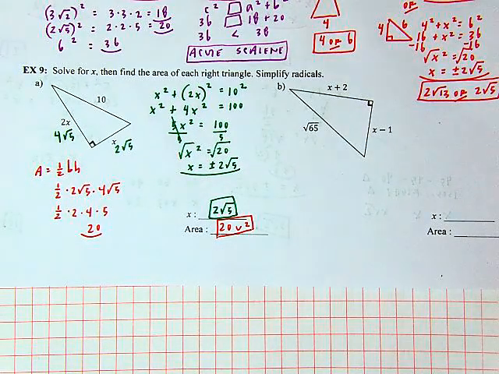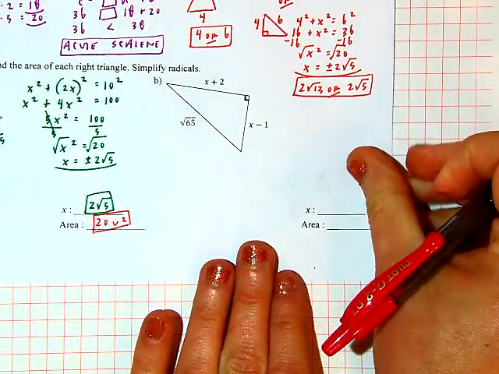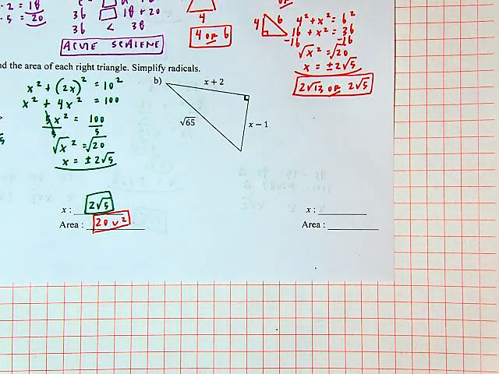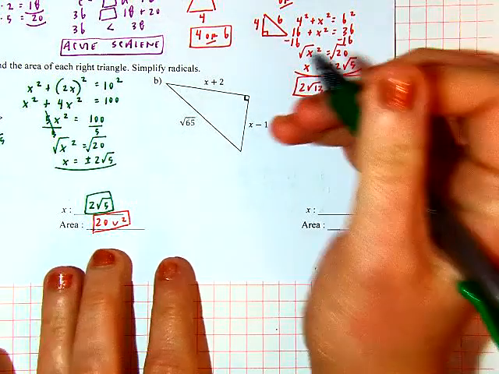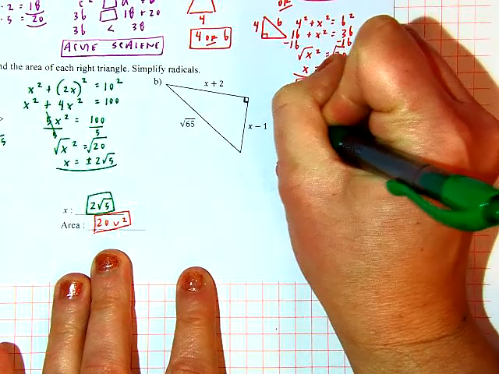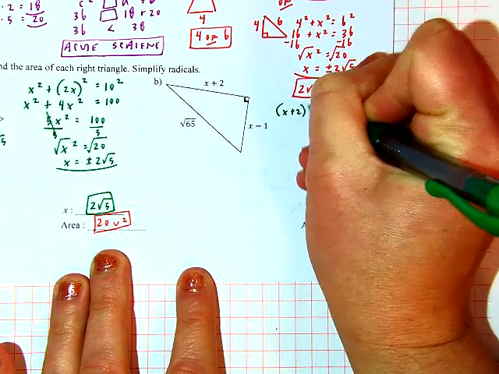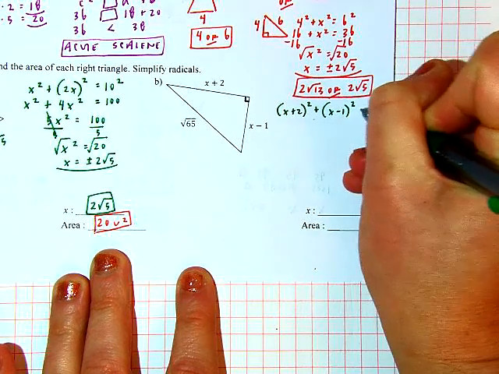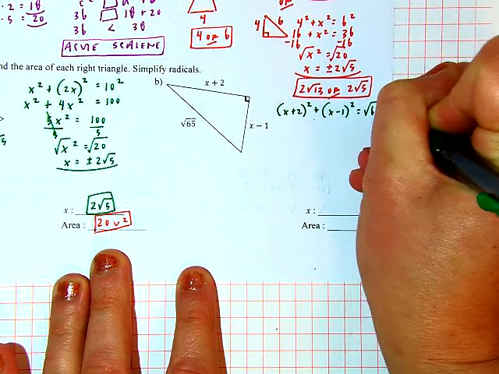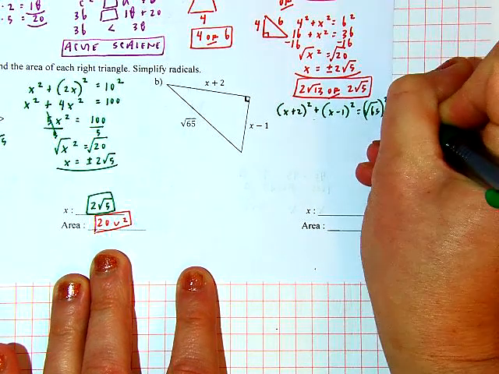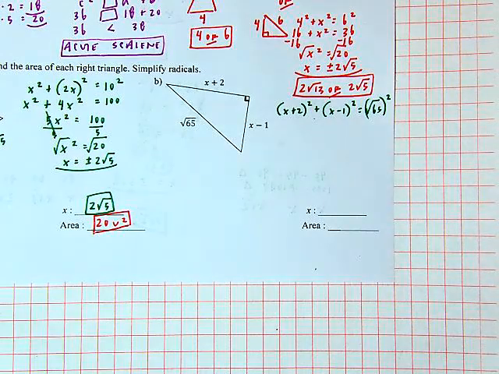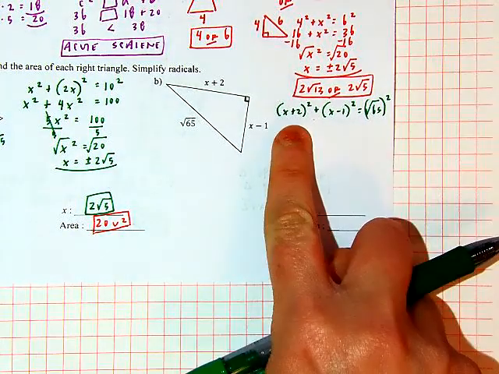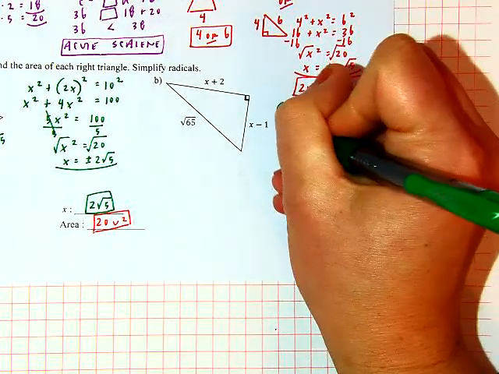All right, one more. Same idea right here in B. So I see it's a right triangle. I'm using the Pythagorean theorem first to get to x. So I know that x plus 2 squared plus x minus 1 squared equals the square root of 65 squared. Okay, and then here I'm just going to multiply these out.